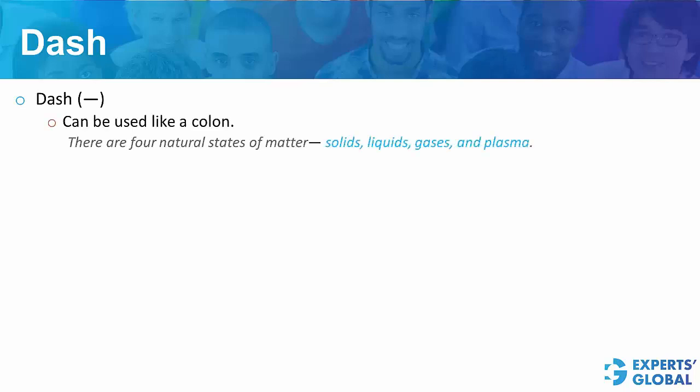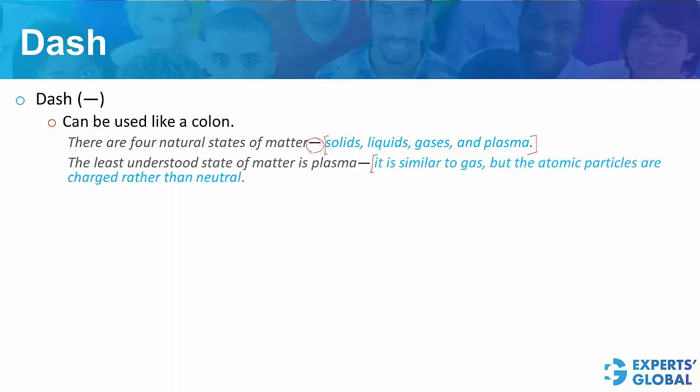A dash can first of all be very well used like a colon. Look at this example. There are 4 natural states of matter. To introduce an explanation or definition, once again a colon could have very well worked here. And third usage, to introduce an answer or solution, once again dash works here. A colon could have very well worked here.